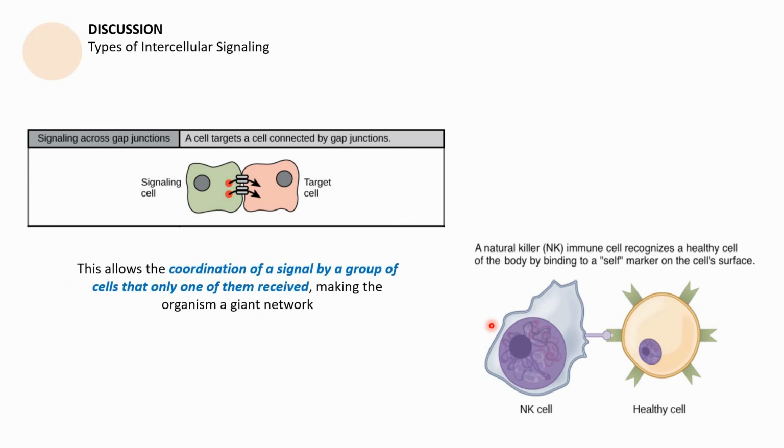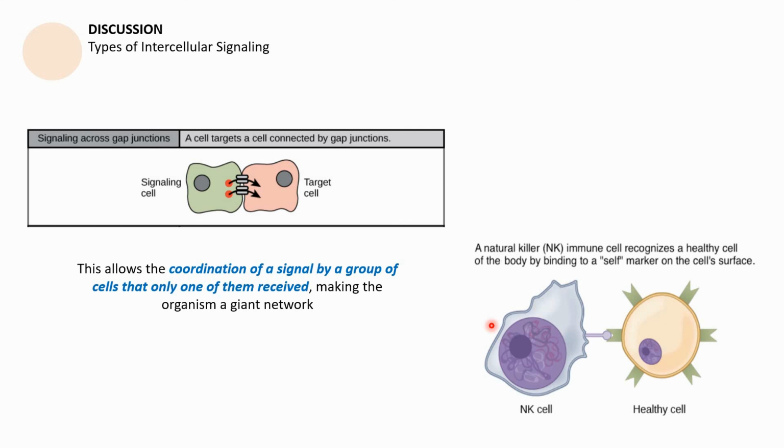Now, this allows the coordination of a signal by a group of cells that only one of them received. Again, okay, anyway, if you heard a door, that is siguro my mom or my dad. Ayan. So this allows the coordination of a signal by a group of cells that only one of them received.